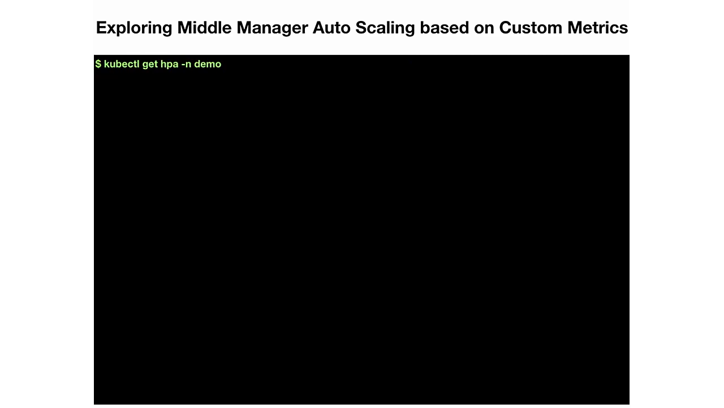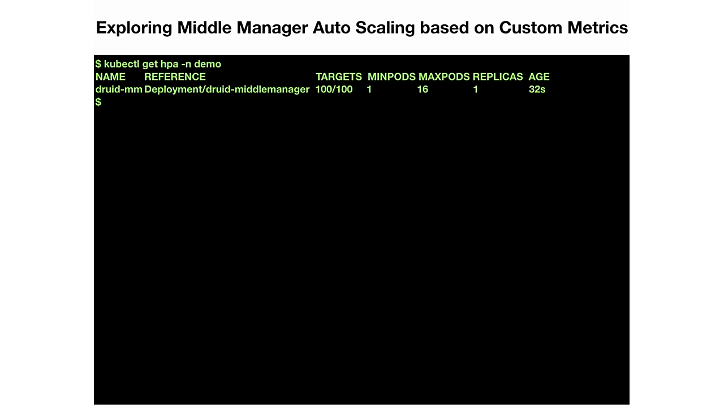Deployment is done. Let's check state of HPA in the demo namespace. HPA is watching Druid ingestion current load custom metric. Target column shows 100 per 100. Min pod is 1, max pod is 16, and current replicas is 1.